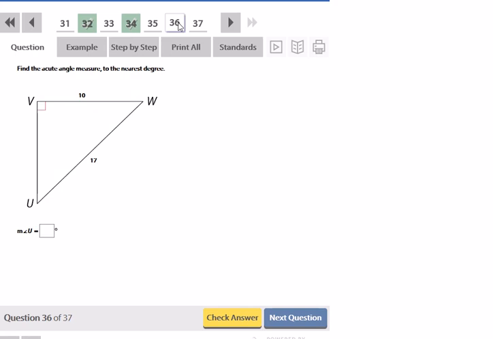Okay, another angle measure. Based on this angle, they're giving me the opposite leg and the hypotenuse. So this is going to be a sine equation. Sine of this angle U that I'm looking for is equal to the opposite leg. Opposite leg there is 10 over the hypotenuse, which is 17.